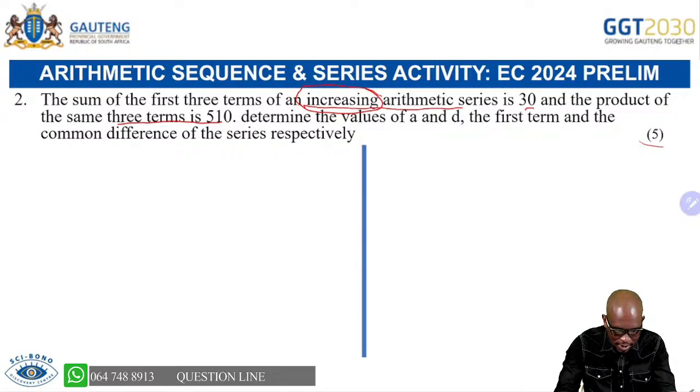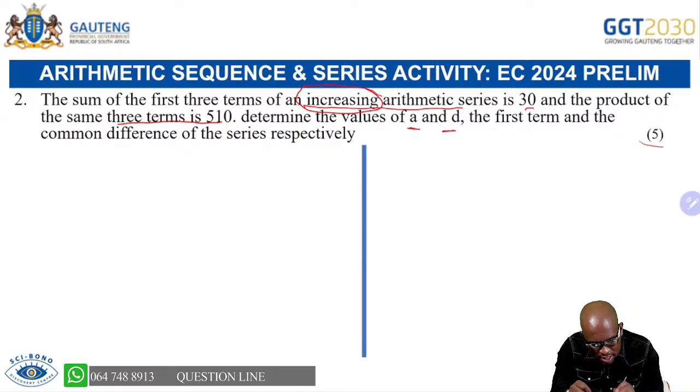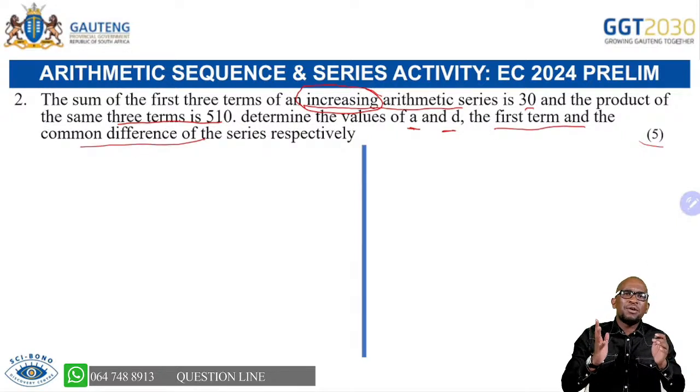Right, hello and welcome back. Let's look at this interesting question. Let's see how you were supposed to solve it. The sum of the first three terms of an increasing arithmetic series is 30, and the product of the same three terms is 510. Determine the values of A and D, the first term and the common difference. You can see the unknowns are the value of A and the value of D. So there are two unknowns.